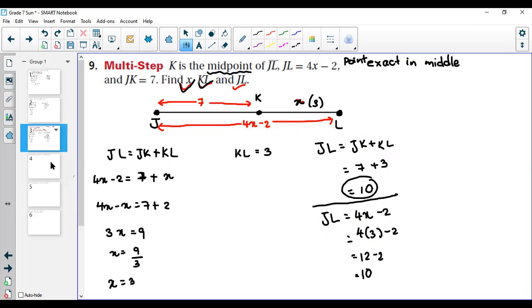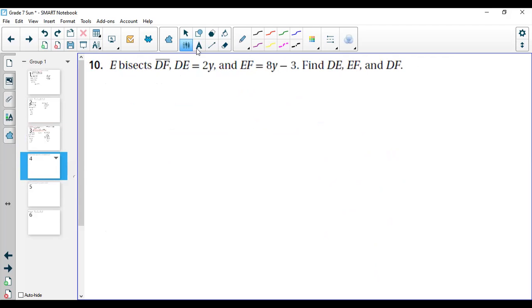It's the same. Okay, one more question. E bisects. Now again, there is a new word here for you. The word bisect. Bi means two and sect means parts. So bisect means divide in two equal parts. Exact two equal parts.